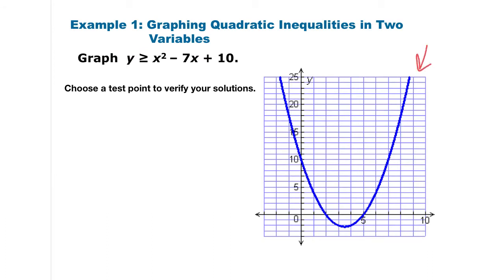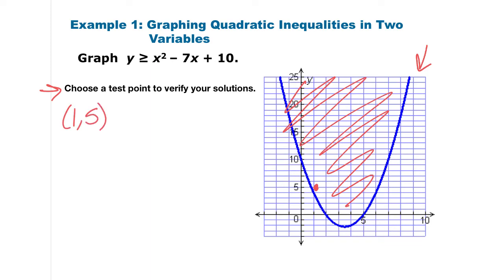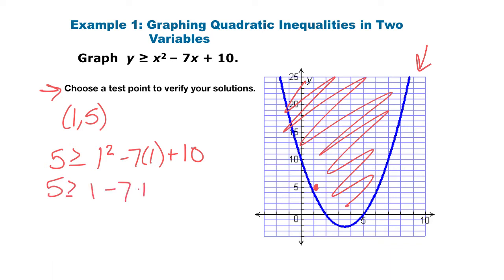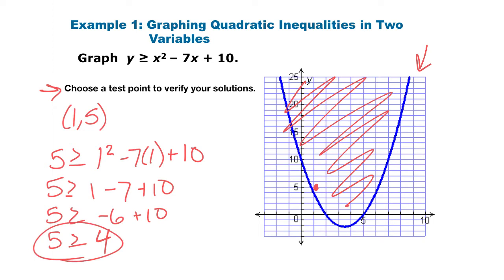This is the same graph that we just created, and it's good practice to choose a test point to verify our solution. So let's choose something easy. I'm going to choose (1, 5), because remember our solutions were in this area. So pick a point that's in that area, plug in your values for x and y, and just make sure that it makes it true. So I'm going to plug in 5 for y, and I'm going to plug in 1 for x. And when I do that and evaluate it, I end up with a true statement that 5 is greater than or equal to 4. So that's telling me that this area that we shaded in was the correct area.